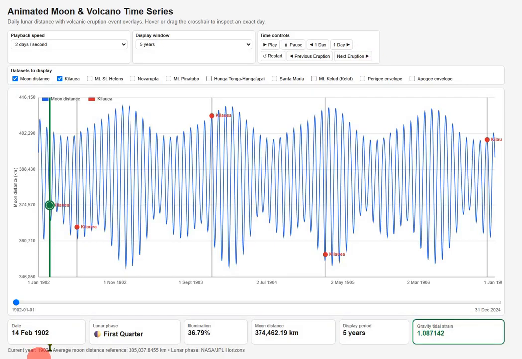Like on this one, it was February 14th, 1902. The moon was first quarter, illumination was 37%, and the gravity tidal strain was 1.08. So why did I do this? What does it show? Let me give you a quick background, and then we'll come back to this.